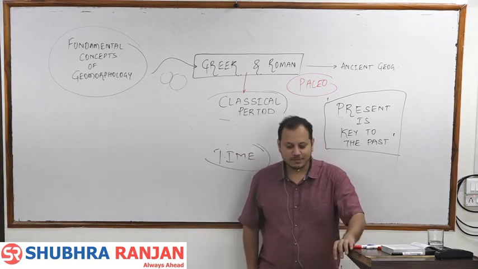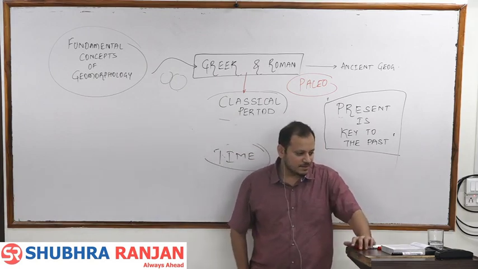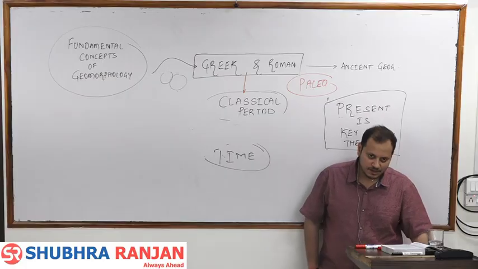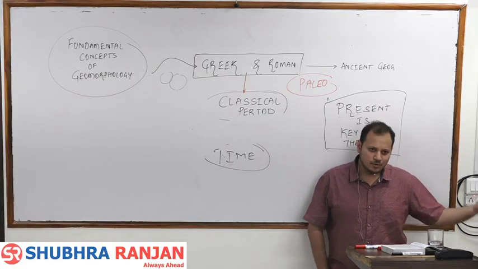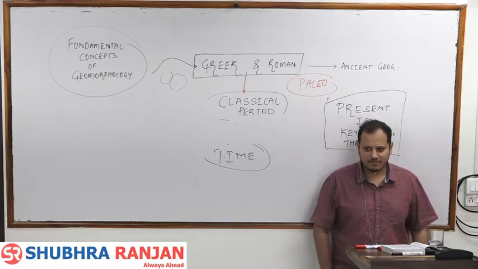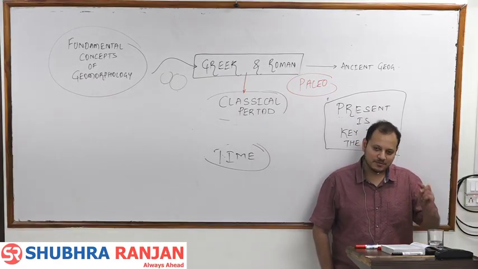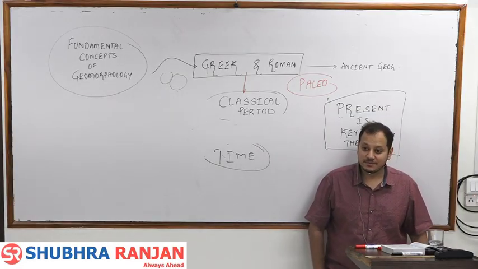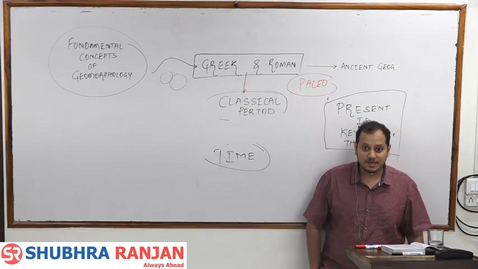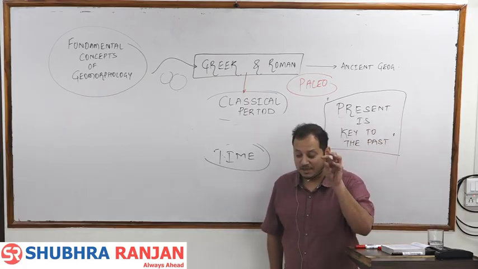Read the statement again. What does it say? The same physical processes and laws that operate today also operated in the ancient times, though their intensity may change. Fine? Getting the meaning? Now you tell me what you are going to write in this. Polycyclic relief. But what will be the interest? What is the fundamental concept?